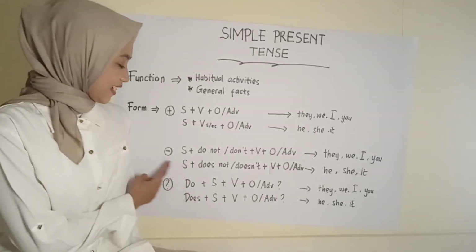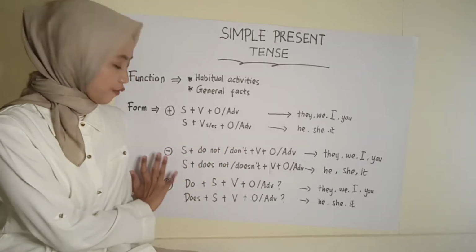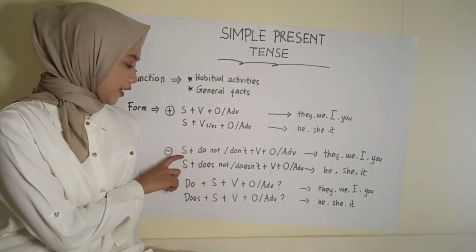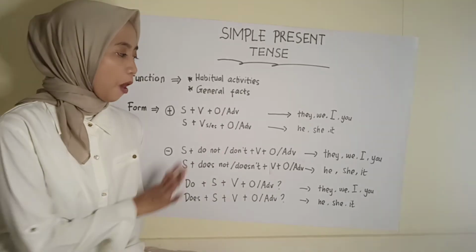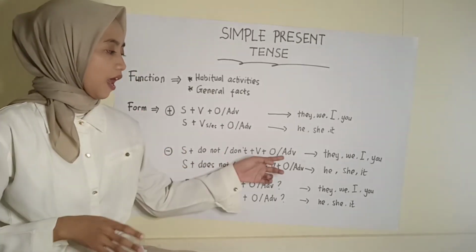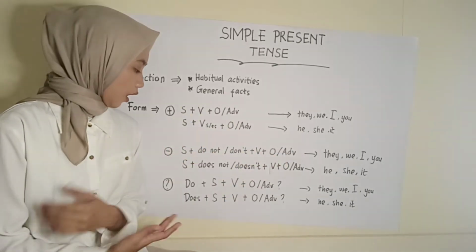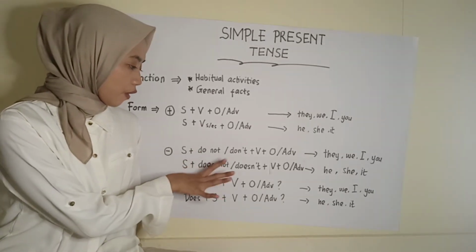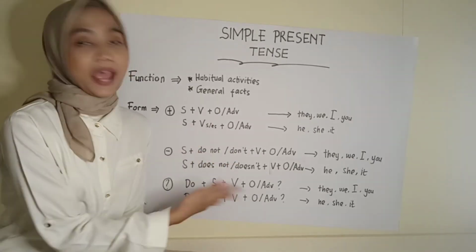So, look at this second formula. It is for a negative sentence. The first formula: subject, do not or don't, verb, object or adverb. Or you can put both of them, object and adverb. And then the second formula: subject, does not or doesn't, verb, object and or adverb.